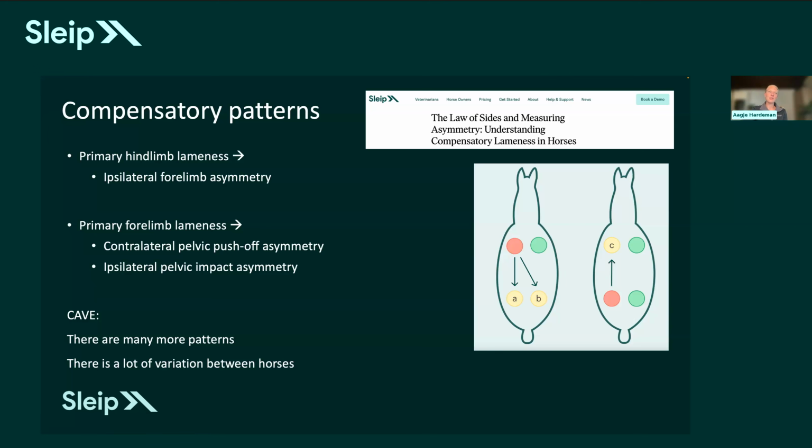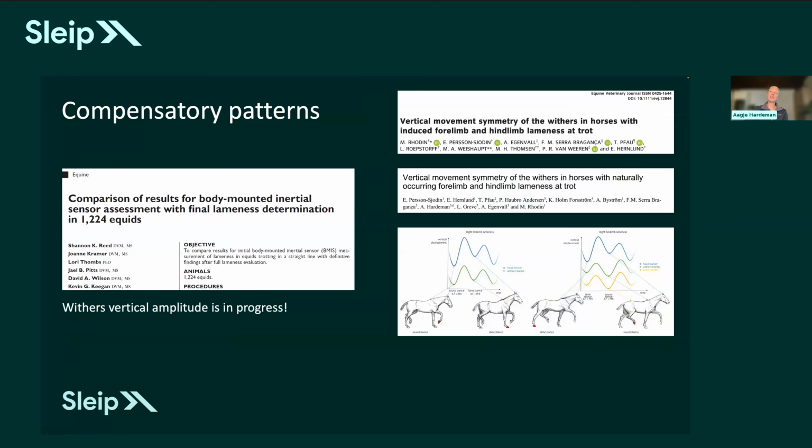It's a very short crash course. There are way more patterns than this, and there's a lot of variation between horses. But there's actually quite some nice research going on about compensatory patterns in horses. And I really like this study from the group from Kevin Keegan, where they did a clinical assessment of a large amount of horses, and they actually looked at these patterns and where the initial lameness came from. So if you have a bit of time, have a read.